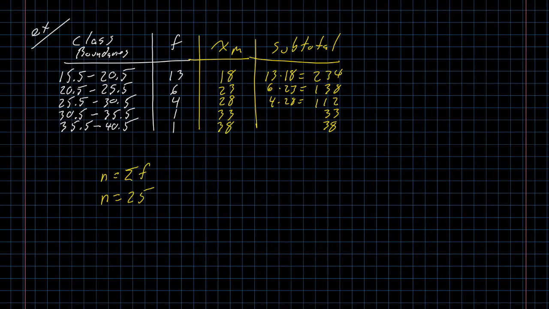But imagine if instead of 25 scores, there were 250 scores in this distribution. At that point, this shortcut of coming up with the subtotal is going to go from fine to I'm not going to like this at all.